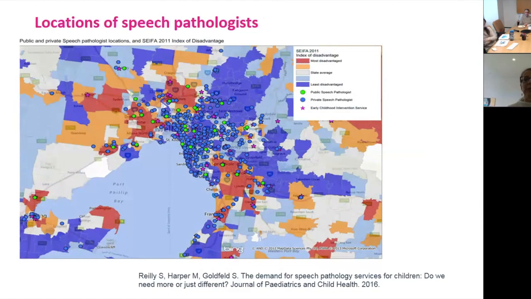But the other thing we've used the EDI for is to look at this mapping of services on top of EDI results. This is looking at the location of speech pathologists. These blue dots are private and the green are public. This is looking at our index of disadvantage. Red is bad, blue is good. I think you'll probably all see that we have most of the speech pathologists in the areas that are rich and very few public speech pathologists.